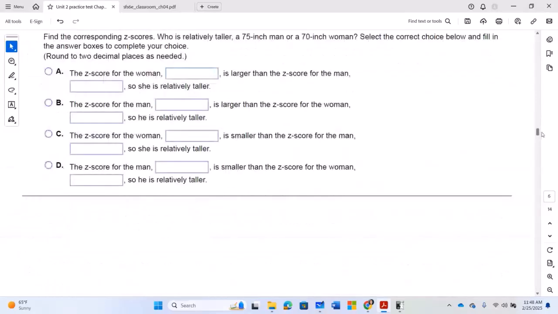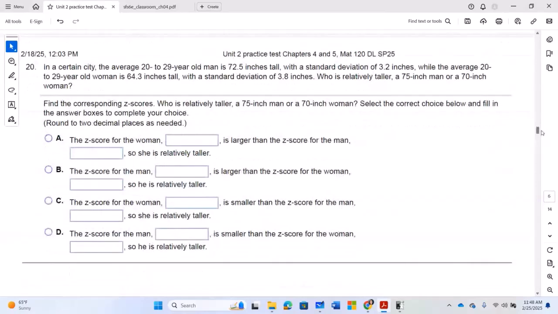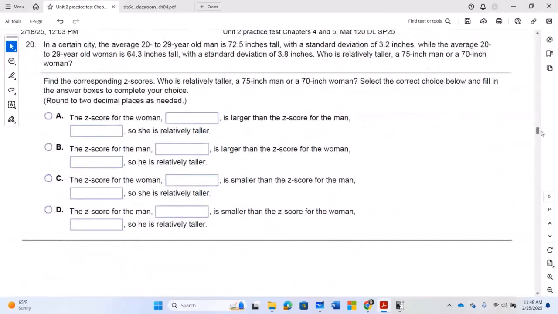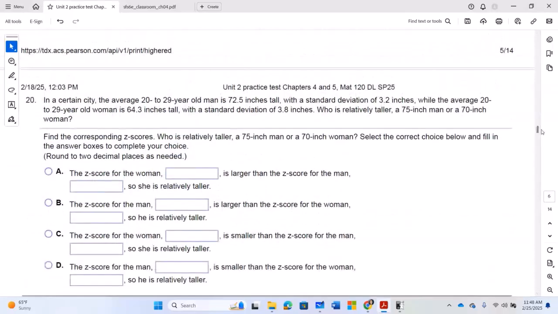So the z-score, I know we already did it in unit 1, but z-score is going to be in every test anyway. I'm going to leave the z-score. The important thing is that we use this score to compare apples and oranges. So you want to find the z-score for men, find the z-score for women. Whoever has the bigger z-score is the taller person.